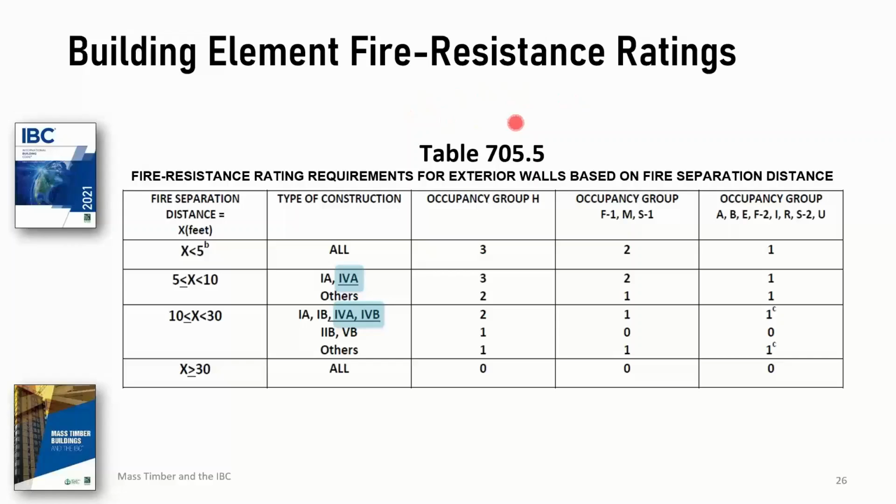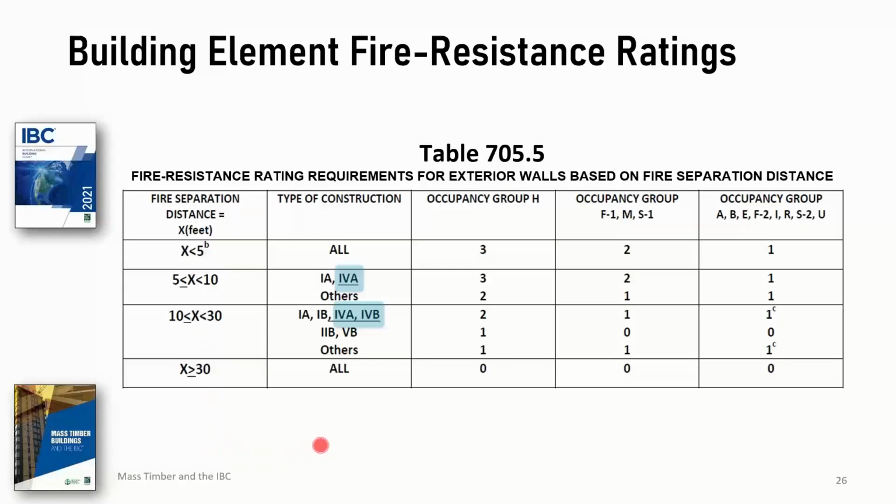It's a new number. The new construction types have been added in where they are appropriate for rating for exterior walls. You see according to occupancy group and according to fire separation distance, how close it is to the property line.